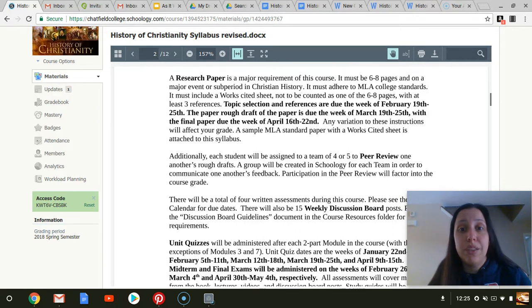You will also be assigned to a team of 4 or 5 to peer review each other's rough drafts. I will create a group for you in Schoology for each team, and I'll be part of that group so that I can monitor it so that you can communicate with one another, and that will factor into the course grade. You will each review 3 other papers.